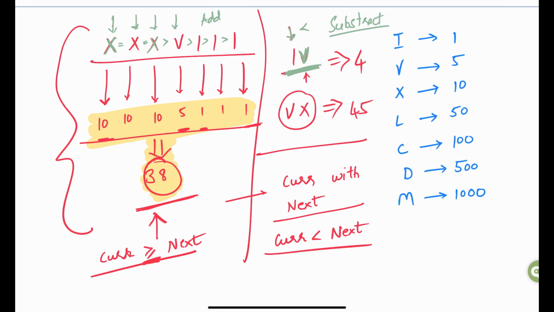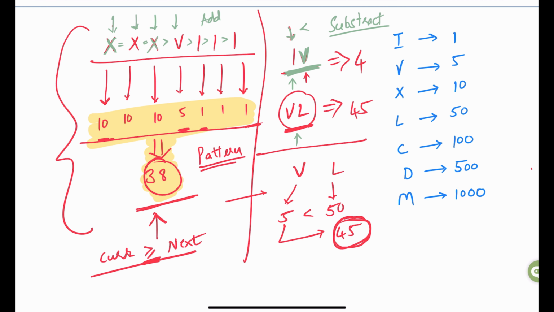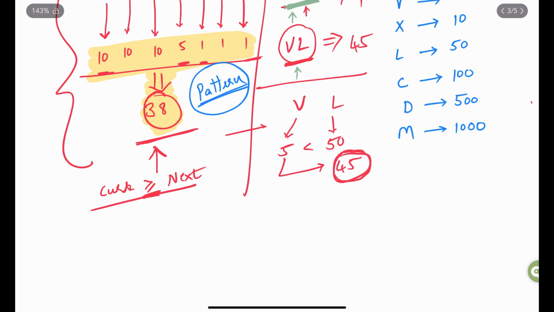But on the right hand side, with IV as an input, I is smaller than V. So instead of doing an addition operation, we'll subtract the value of I from the total, giving us the total of 4. If we apply this principle on this input VL, the value of V is 5 while L is 50. As 5 is smaller than 50, we'll decrement or reduce 5 from the total, giving us the output of 45. I hope you are now able to understand the two operations and when to apply which to get the correct results. With this solution, our time complexity is O of n, where n is the size of the string, and space complexity is O of 1.